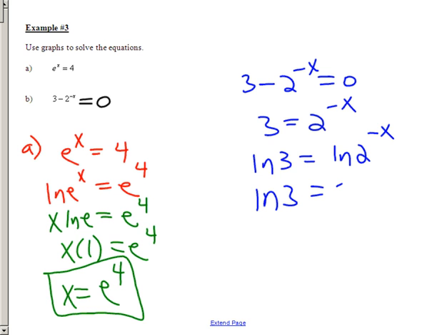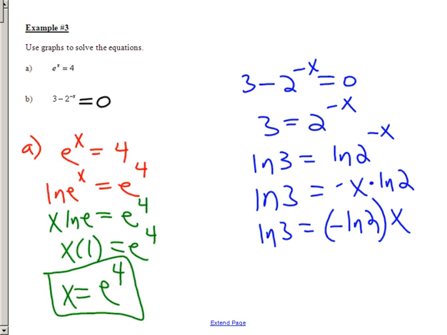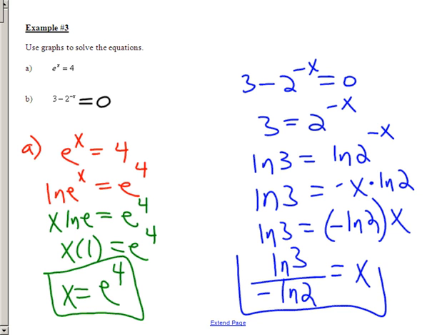Drop down the negative x, because the exponent of the argument can become the coefficient of the logarithm. And I can rewrite it like this if we would like. It's the negative natural log of 2 times x, divided by the natural log of 3 over negative natural log of 2 equals x. That would be the solution. You can type it in your calculator to get the decimal value. We will do it in class, but you can type it in and get it yourself.